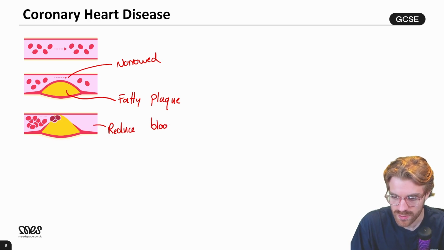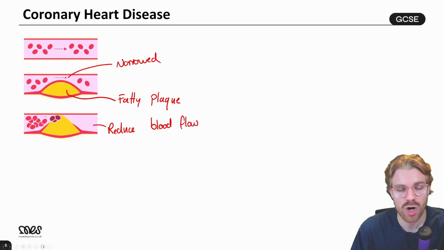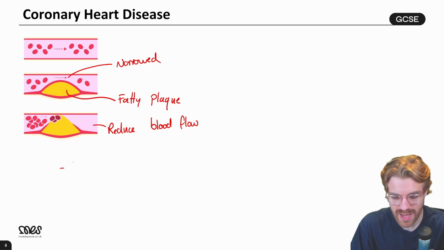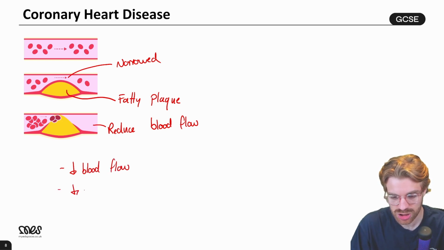Now, the blood flow is super important. Remember, the blood transports the oxygen. So by reducing that blood flow, less oxygen is going to be transported to the heart muscle. The coronary arteries provide the heart muscle with oxygen. And if we get less blood flow, that means we get a reduction in the amount of oxygen to the muscle.